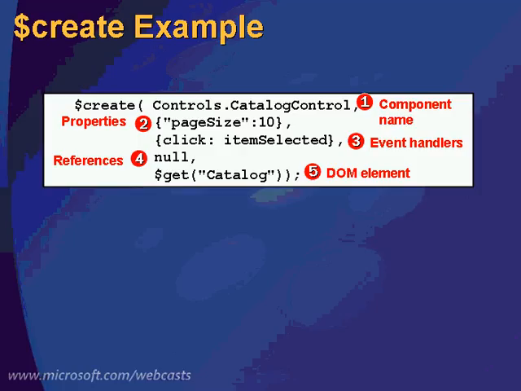So here's an example of a create. In this case, we're creating a component called Controls.CatalogControl. We're initializing the property pageSize and setting it to 10. We're wiring up an event handler named itemSelected to the click event. We're not setting any references. And in this case, we're passing a reference to a DOM element named catalog. And $get, if you're not familiar with that, is a shortcut to what's typically document.getElementById or element.getElementById.